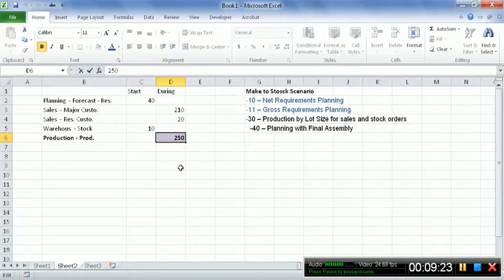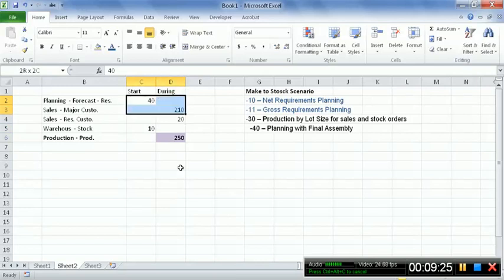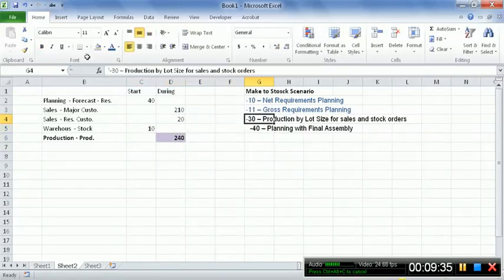Now this can be, again, 40 plus 210, which is 250, or it can be 250 minus 10, according to net requirements planning or gross requirements planning. So this can be set according to the requirement, whether in the production by lot size for sales and stock orders we are going to produce on the basis of net requirements planning or gross requirements planning. So we define these parameters somewhere in implementing this strategy. Remember, this strategy is different from these two strategies.